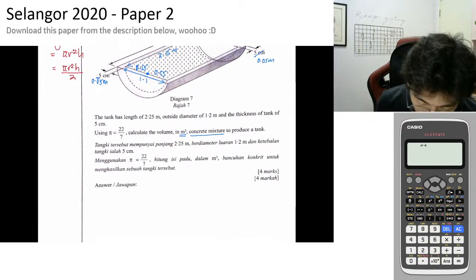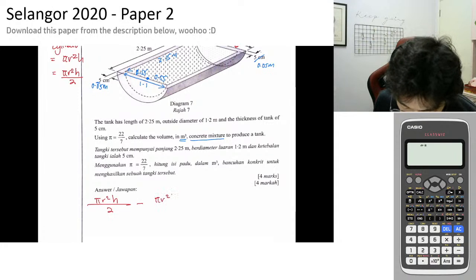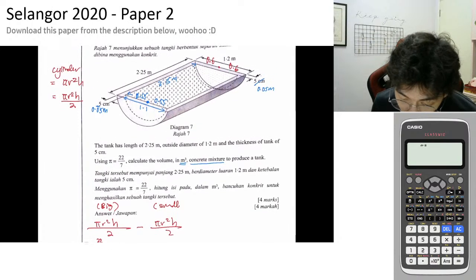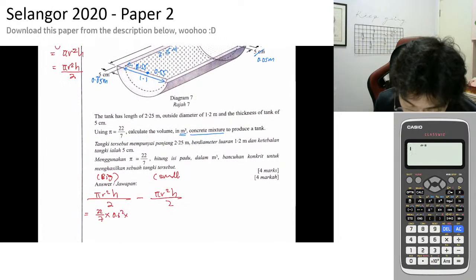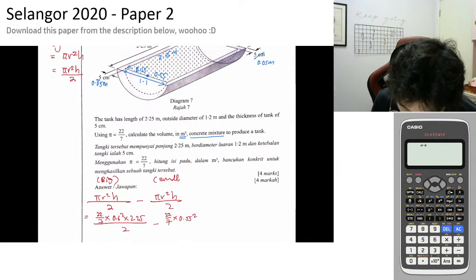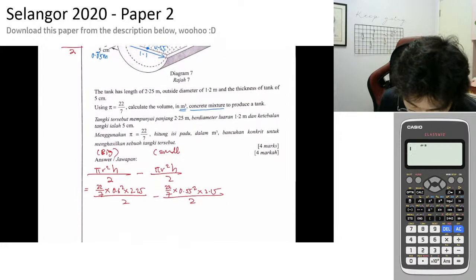So I'm going to get the bigger one minus the smallest one. So it will be pi r square h minus pi r square h over 2. Okay, the so-called big one minus the small one. So I can get the answer. So 22/7 times the outer radius 0.6 square. Height how much? Height 2.25 over 2. Then 22/7 times 0.55 square times height 2.15 over 2. And then you minus it.